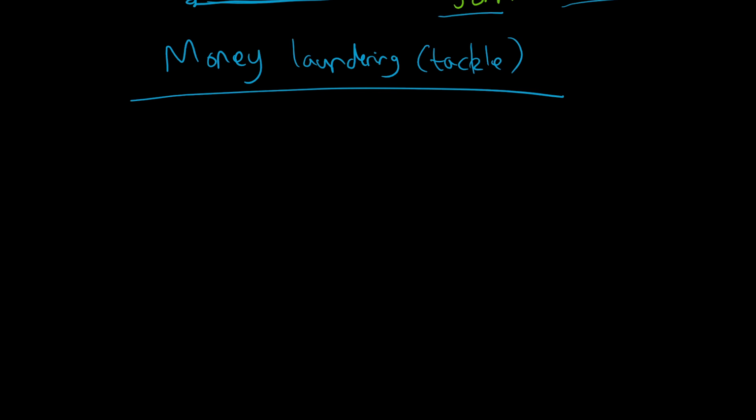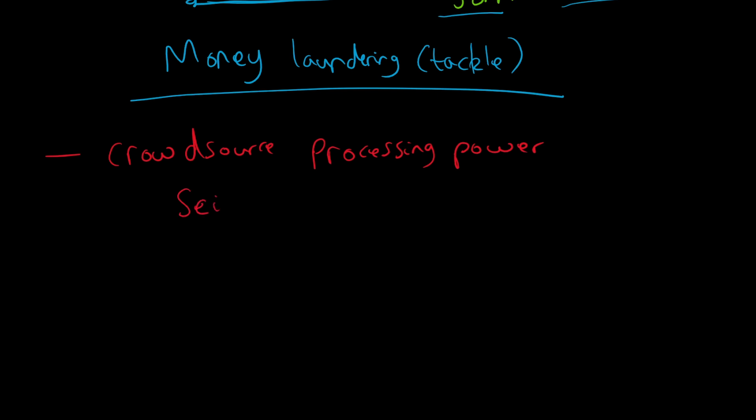Another great thing about blockchain is you can crowdsource processing power. In the case of Bitcoin, you use processing power to mine Bitcoin, which is essentially checking the validity of a transaction, and you get rewarded in Bitcoin for that. But it could be used for scientific research.